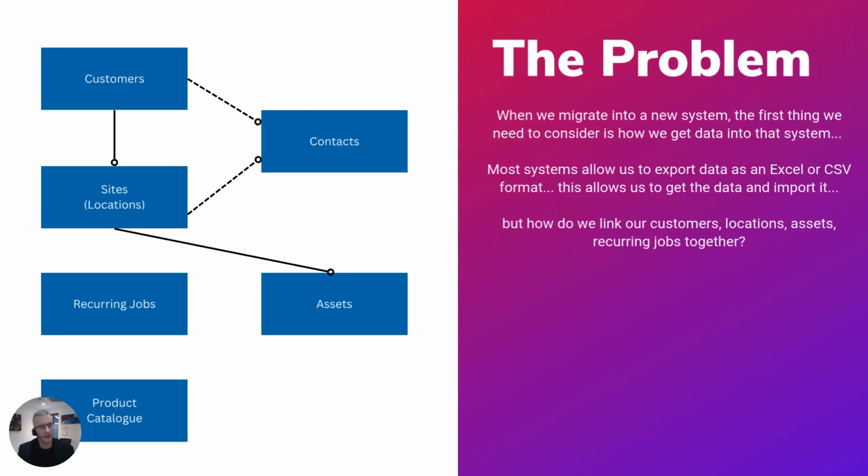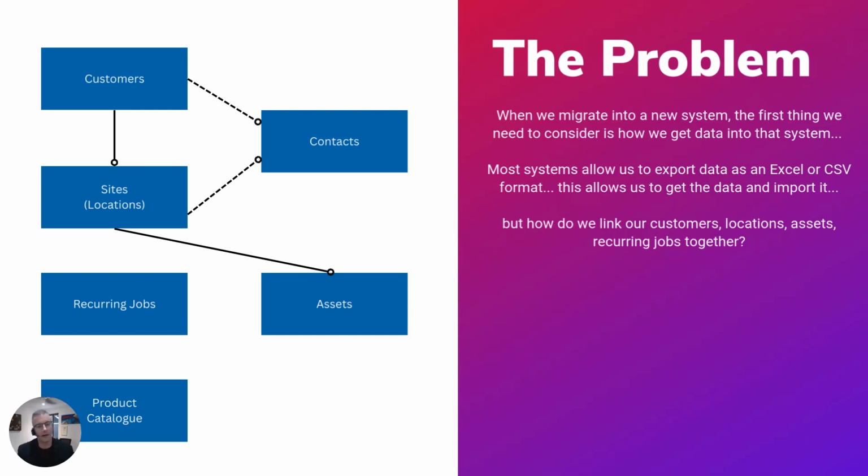In this case, we're going to import our customers, our sites, and our asset types and assets. Recurring jobs and the product catalog are all importable as well, and I'll touch on how to do that, but I'm just going to show those main core items today.